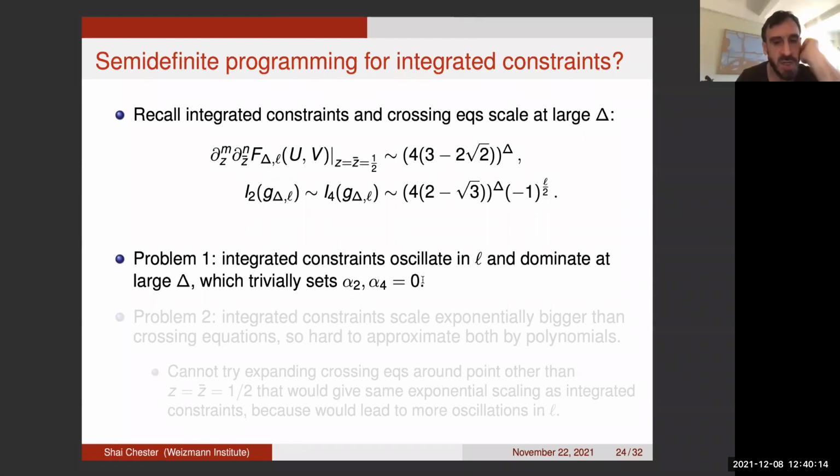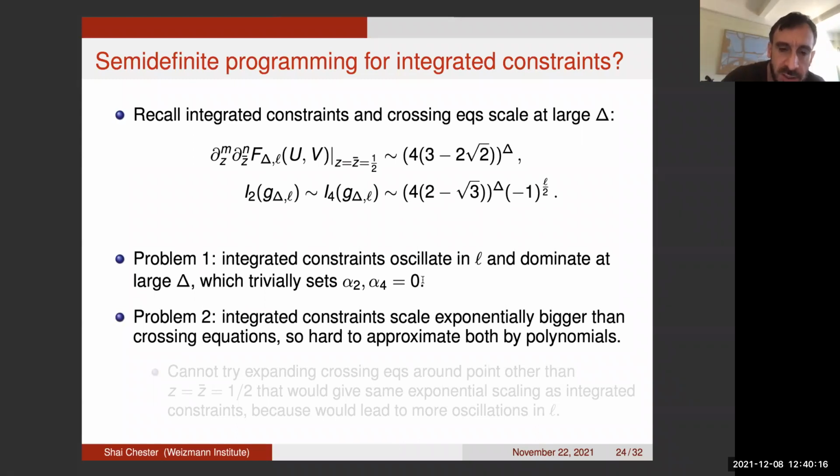So that's a problem. Sorry, can we disentangle the two issues, the oscillation in L and the domination? What if they did not oscillate in L, you still have the issue that they dominate at large delta, so you still set alpha 2 equal to 0. I'm a little bit confused why you put them in the same sentence. Well, I guess if they had the exact same exponential growth and if they oscillated in spin, I guess it would probably also be a problem. It would only not be a problem if it had sub-exponential growth, because then it probably wouldn't matter. But the exponential growth will always be as big or bigger.